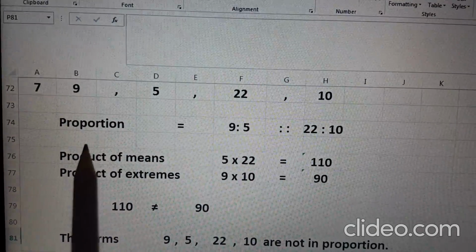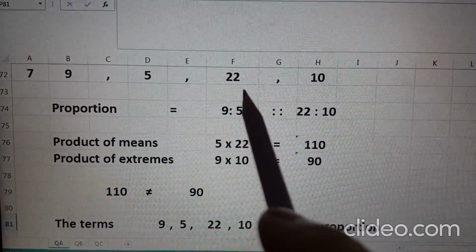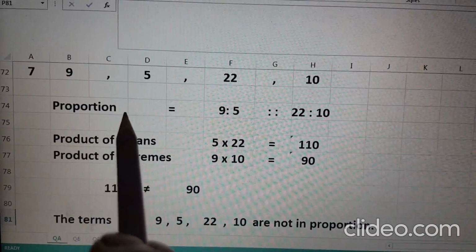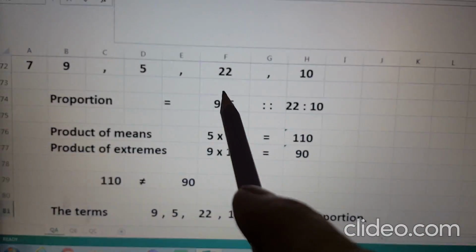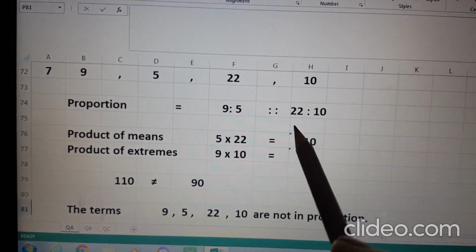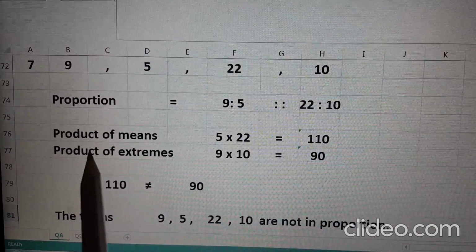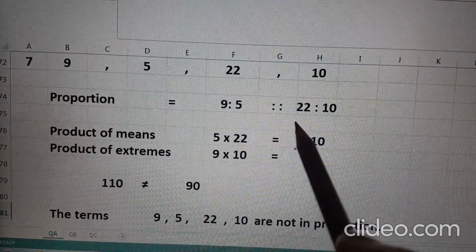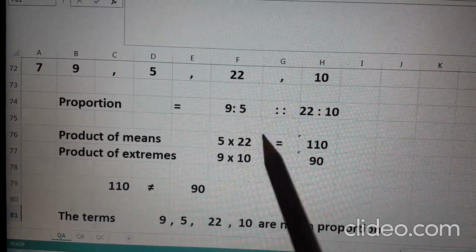Now the seventh is, the numbers given are 9, 5, 22 and 10. First of all, we will arrange these numbers to form a proportion. 9 is to 5, 22 is to 10. So we will find the product of means, 5 into 22, and the product of extremes, 9 into 10.